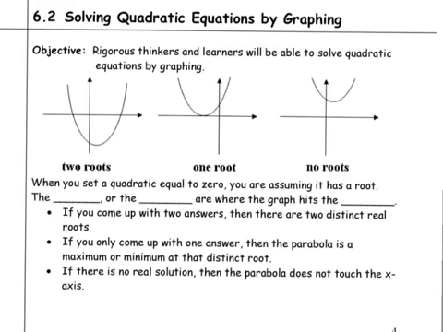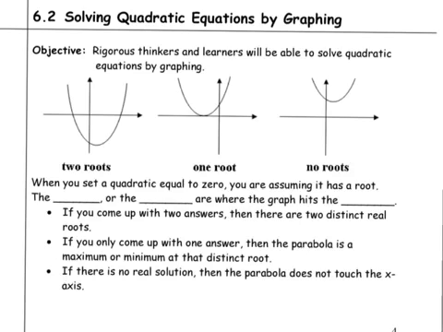Here's the deal. When you graph something, it's going to cross the x-axis one of three ways. Either crossing it twice, crossing it once, which means the vertex is right on the x-axis, or not crossing it at all. These are what we call the roots. So we either have two roots, one root, or no root.